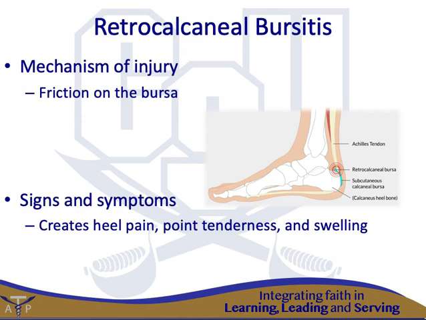Retrocalcaneal bursitis, not very common in athletics, but can occur if we're working with an outside population that is not active as much. But retrocalcaneal bursitis is caused by friction on the bursa in basically the heel area. So an athlete who wears tight or poorly fitted shoes combined with repetitive walking, running, and jumping really irritates this bursa and causes it to become inflamed. So signs and symptoms, we have heel pain, point tenderness, and swelling around that backside of the heel.